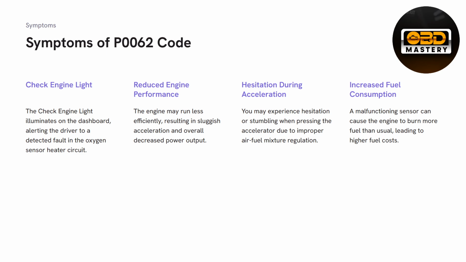Now, hesitation during acceleration. You may experience hesitation or stumbling when pressing the accelerator due to improper air-fuel mixture regulation. You're also going to experience increased fuel consumption, so if you notice that your car uses more gas than usual, then that is a symptom of this code.